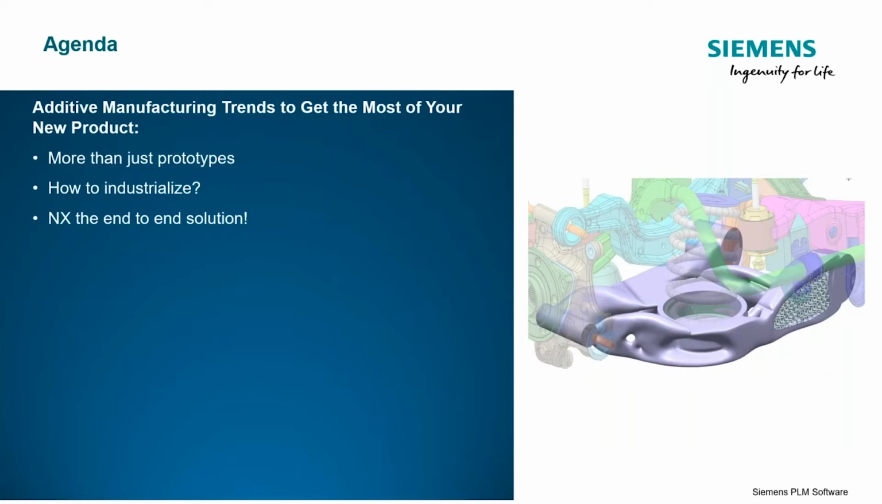So for the agenda, we're talking about additive manufacturing, or as it's often referred to, AM. So how to get the most out of our new product. Additive manufacturing, or 3D printing, as many refer to it, is more than just prototypes. It's also more than just toys. So how can we industrialize this? And then we're going to look at my favorite software, NX, and see how it is the end-to-end solution.